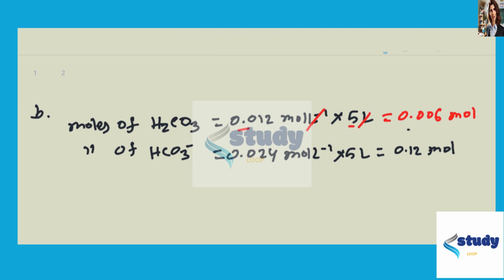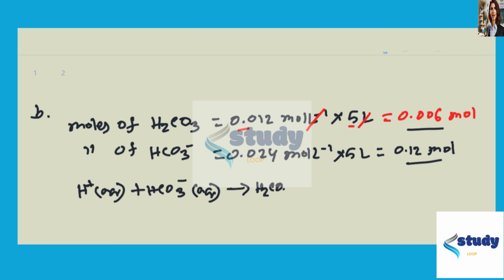So now we have our initial number of moles of acid and base, and when we add the HCl, we are basically adding the H plus ion. So let's set up the ionic equation for the addition of HCl: H plus is added from the HCl, and this will react with the basic part of the solution, HCO3 minus, and as a result we get carbonic acid, H2CO3 aqueous.